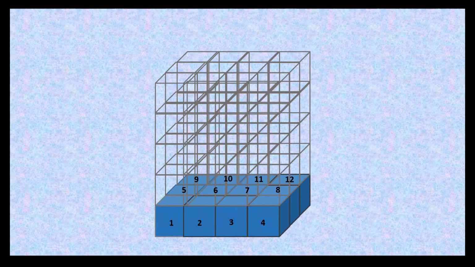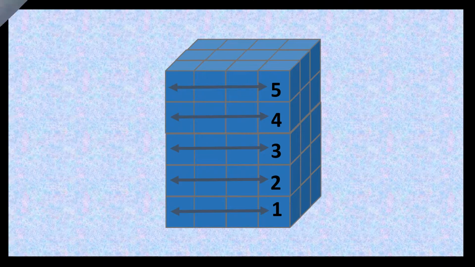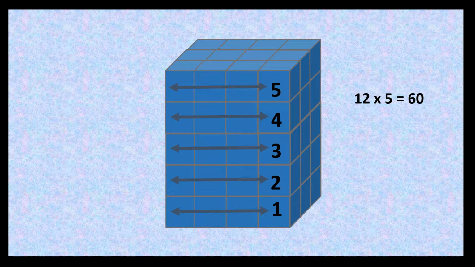But wait, there is another way. Is it faster? Yes, it is. We can multiply the layers to find the volume. Do you want to try? Of course. The volume of the first layer was 12 cubic centimetres. Well said. There are 5 layers, so 12 times 5 equals 60. So the volume of this rectangular prism is 60 cubic centimetres. Wow, that was fast. Great job.